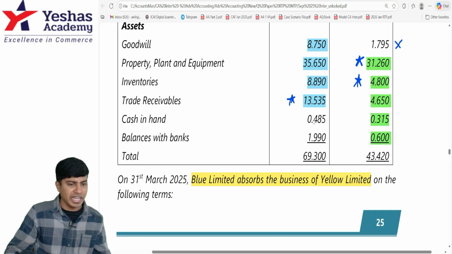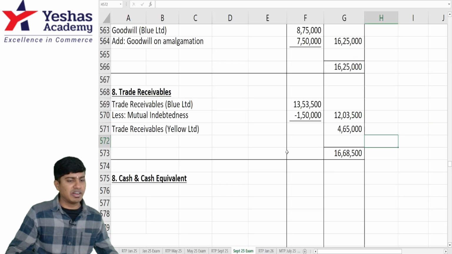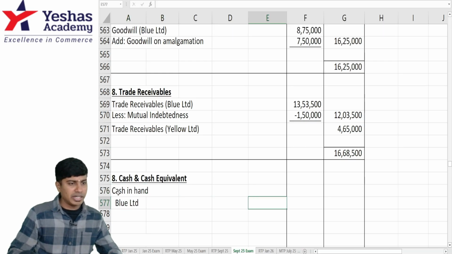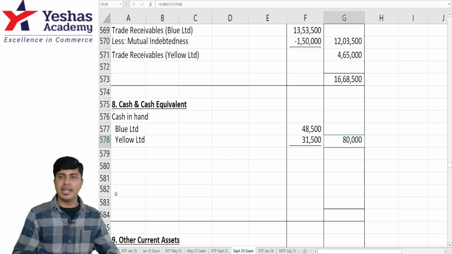Trade receivable adjustment, cash in hand. Our cash, their cash, both are the same. 48,500 plus 31,500. I would write cash in hand: Blue Limited 48,500, Yellow Limited 31,500. Putting it together, 80,000.